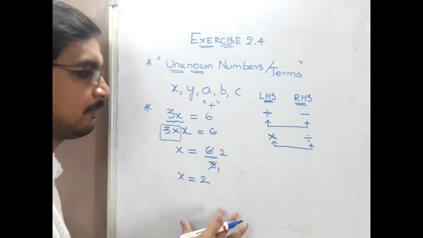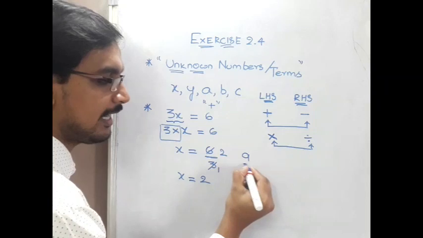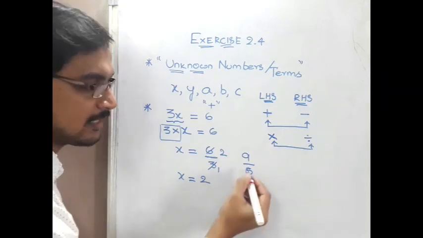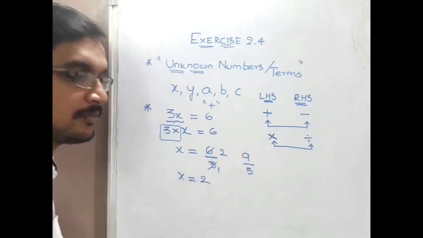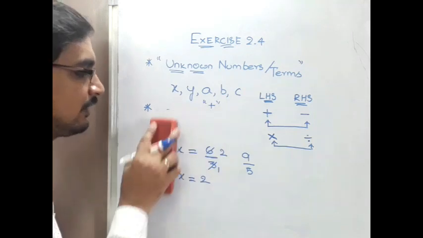For example, if there comes any term like 9 by 5, as we can't directly cancel the terms, you just leave it as 9 by 5. No need to check for all the cancellations. Likewise, let us check for division.